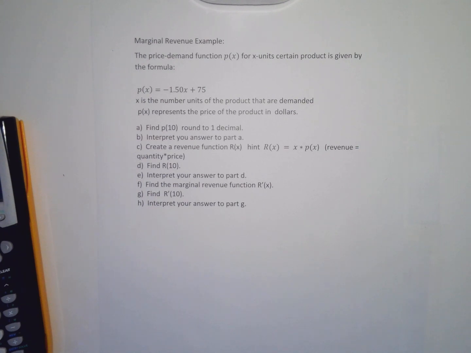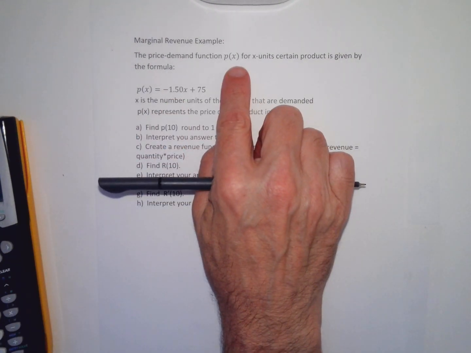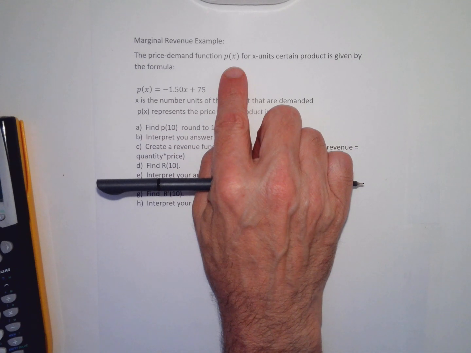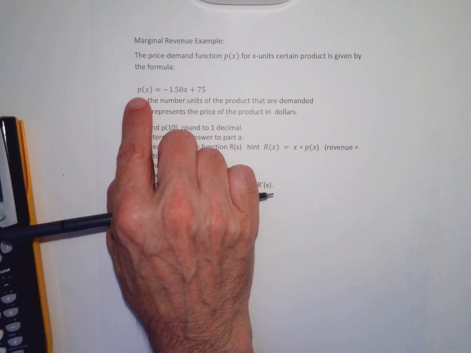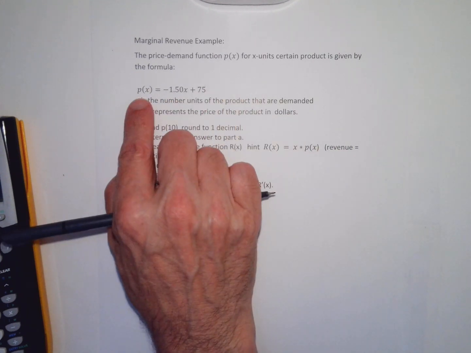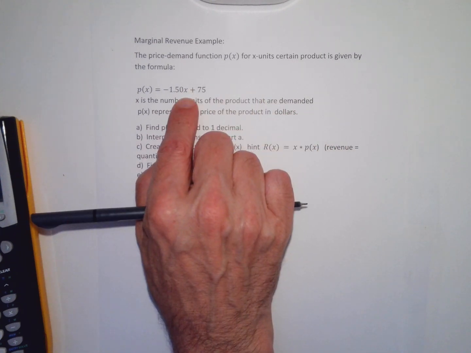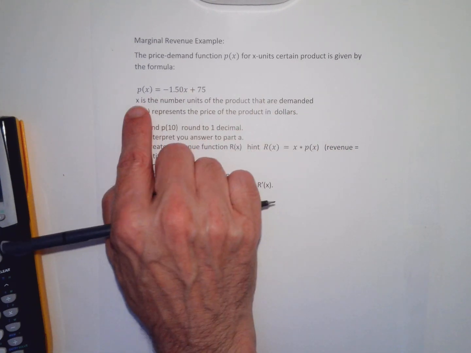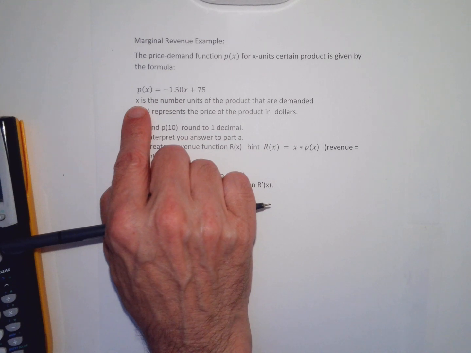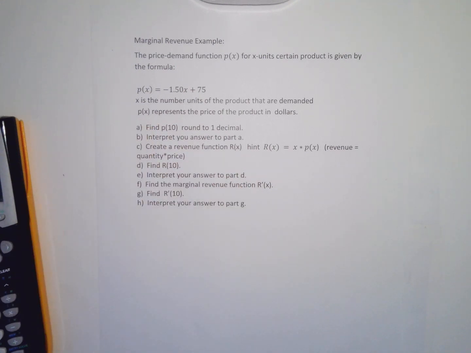And work with this price demand function to understand it better. So I have a price demand function for this particular product, P of X, which is the price to sell X units of a certain product. X is the number of units of a single product. This is the price demand function. X is the number of units of the product that's going to be demanded, and P of X is the price that corresponds to that many units.